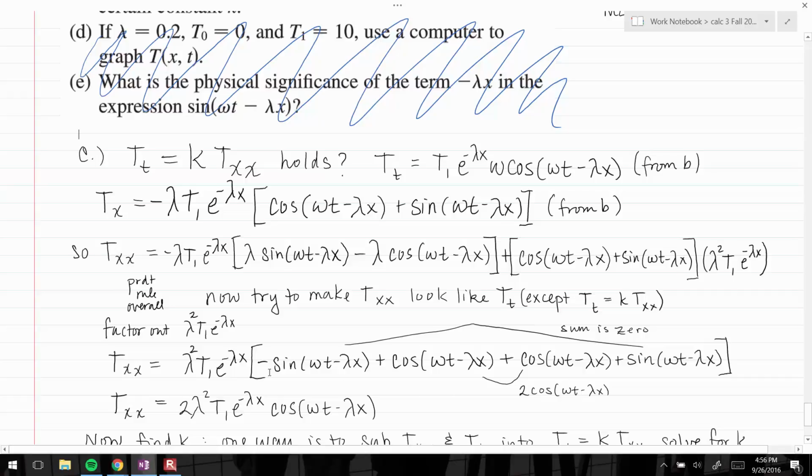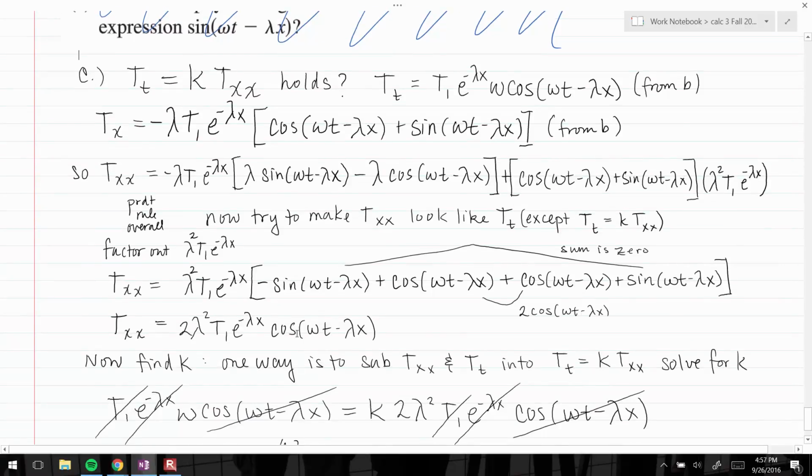So doing some stuff with T sub xx initially to make it a little bit prettier, you can notice things like, oh, I've got terms with the cosines, two of them together, just like x plus x is 2x, so we get 2 cosine of omega t minus lambda x. We get an unfortunate thing with the sines summing to 0. So then it actually boils down to something that looks like T sub t.